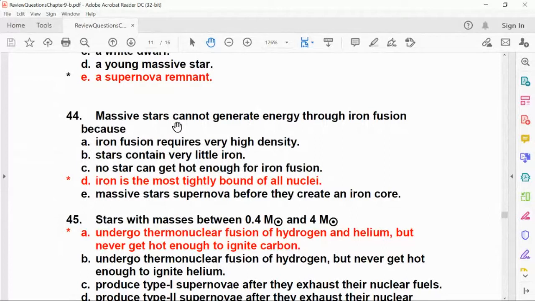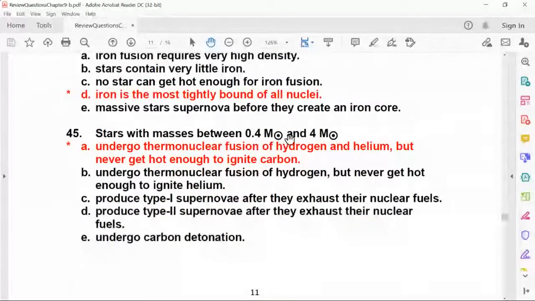44, massive stars cannot generate energy through iron fusion because iron is the most tightly bound of all nuclei. It's not easy to fuse anymore. You can, but it's very hard. So inside stars, you can produce all the way up to iron. Now, elements higher than iron are produced after a supernova. You have regions that are hot enough, then you can produce the elements. And by the way, all the elements that you have in your body were once produced inside stars.